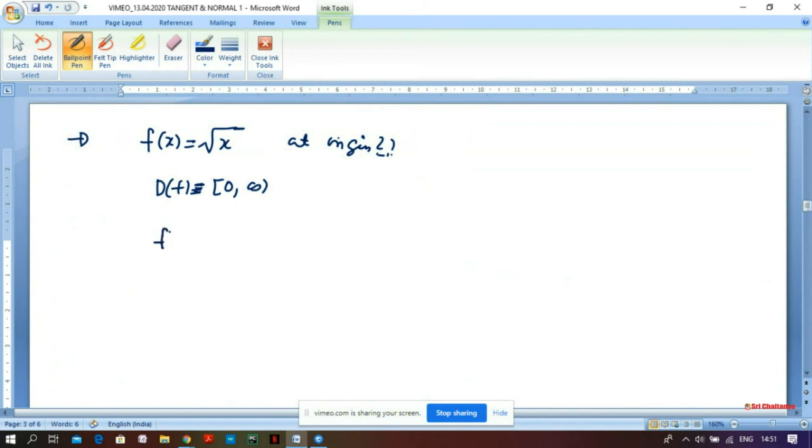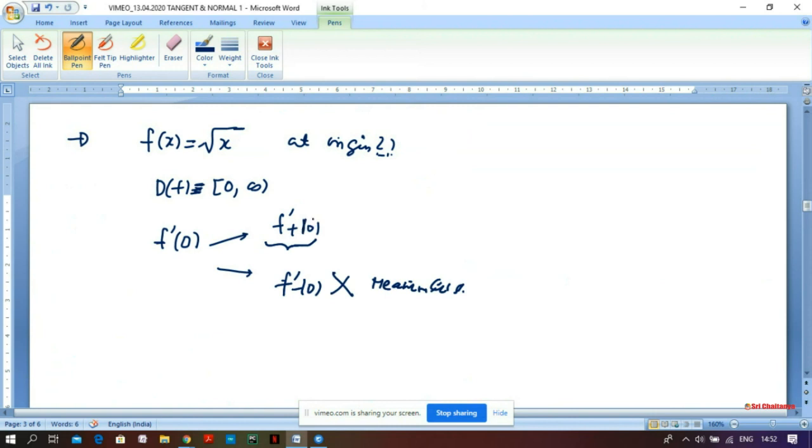Now, to find f prime 0, if someone asks you f prime 0, then because this function is defined only on the right side of 0, f prime 0 will be taken to mean f prime plus 0. f prime negative 0 does not make sense. This is meaningless. So we are content to find just f prime plus 0, and this only will be the derivative of f at 0.